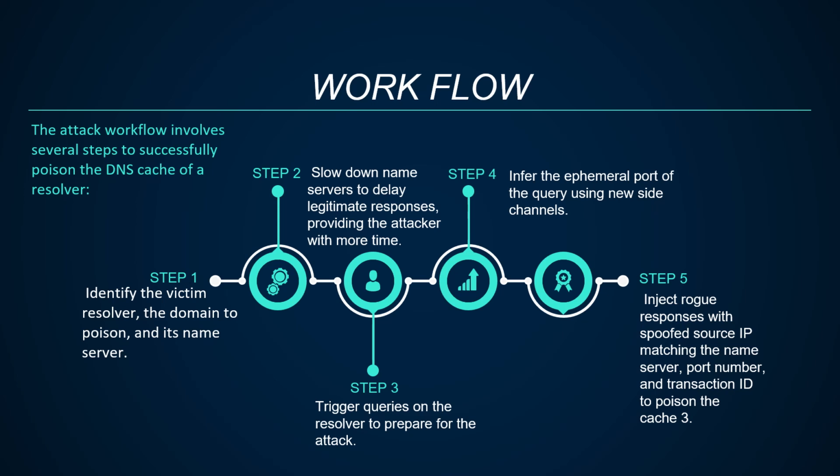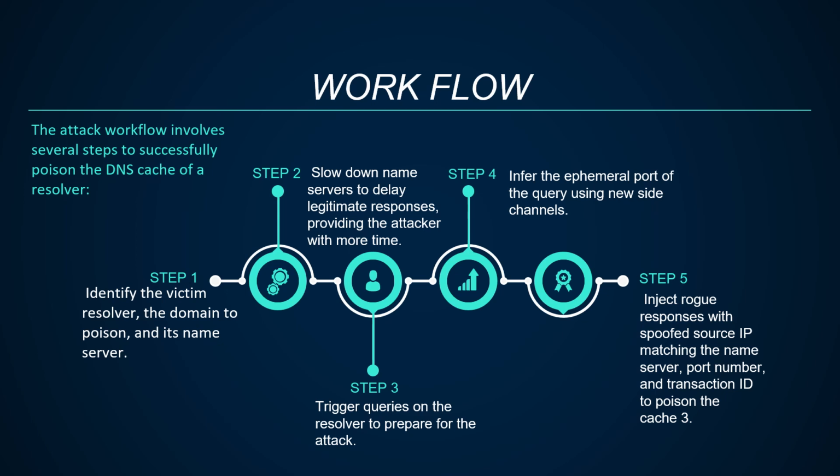Now let's walk through the workflow of such an attack. The attack workflow involves several steps to successfully poison the DNS cache of a resolver. Step 1. The attacker begins by identifying the victim resolver, the domain to poison, and its corresponding name server. Step 2. To gain more time for the attack, the attacker may slow down the name servers, thereby delaying legitimate responses. Step 3. Queries are triggered on the resolver as a preparation phase for the attack.